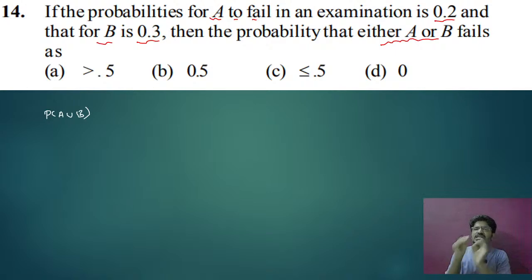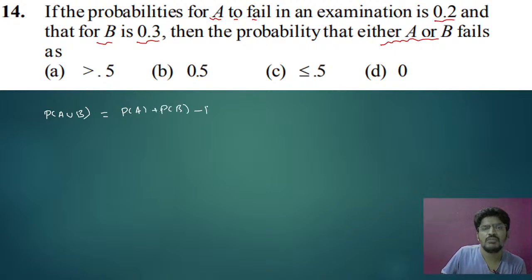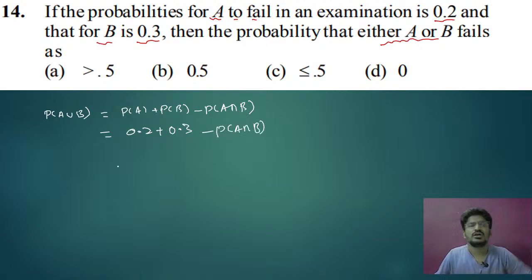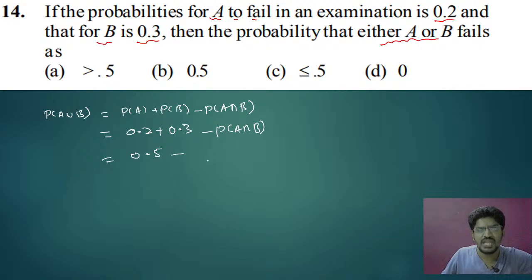Probability of A to fail in the examination is 0.2. Probability of B to fail in the exam is 0.3. Probability of the persons failing A or B, that means probability of A union B. So probability of A union B is probability of A plus probability of B minus probability of A intersection B. So it is 0.2 plus 0.3 minus probability of A intersection B, which is 0.5 minus probability of A intersection B.